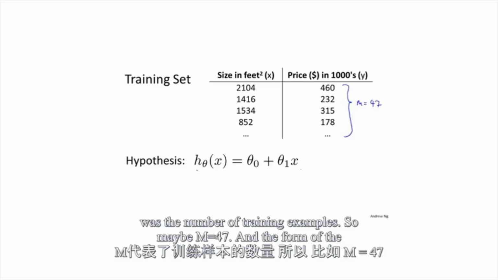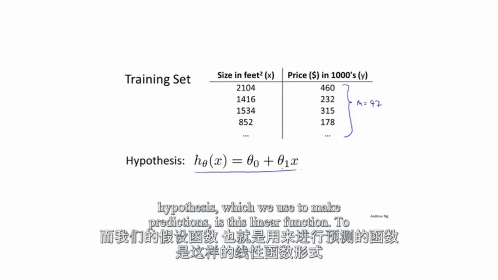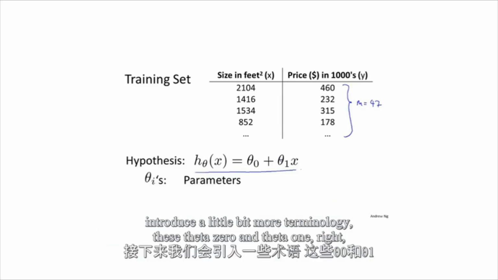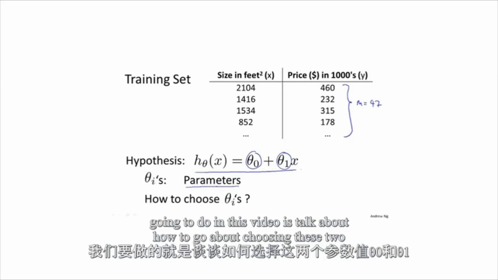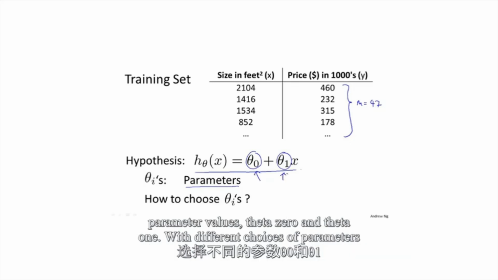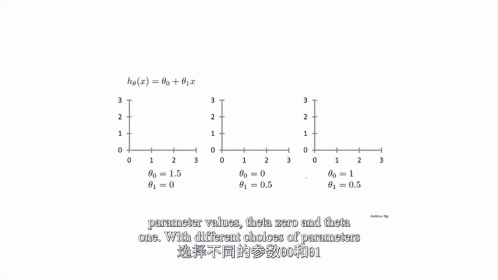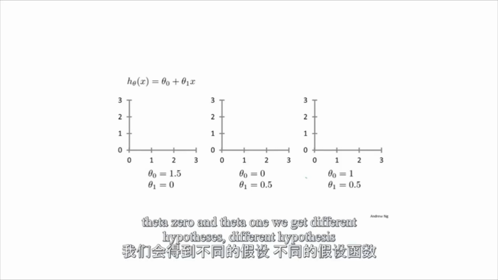And the form of our hypothesis, which we use to make predictions, is this linear function. To introduce a little bit more terminology, these theta 0 and theta 1, right? These theta i's are what are called the parameters of the model. And what we're going to do in this video is talk about how to go about choosing these two parameter values, theta 0 and theta 1. With different choices of the parameters theta 0 and theta 1, we get different hypotheses, different hypothesis functions.